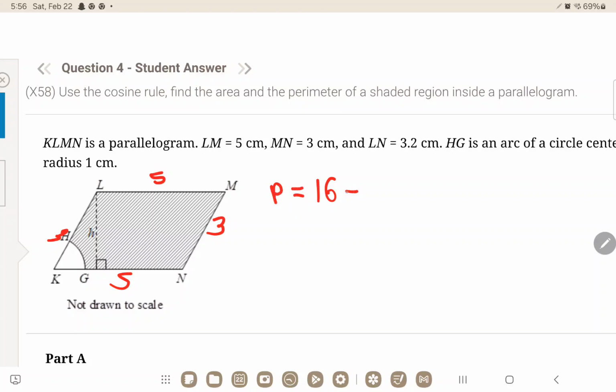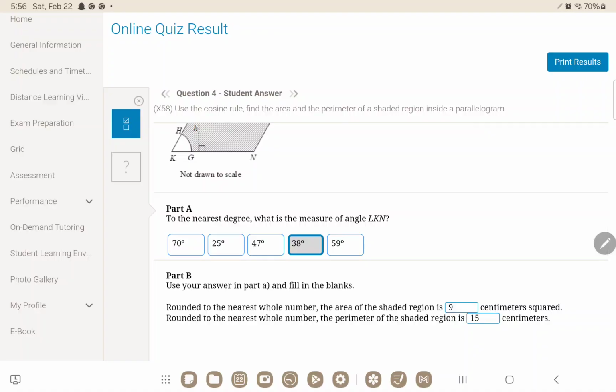To find the perimeter of this, you subtract from it 38 over 360 times 2 pi r. R is 1, I'm not gonna write it. So now 16 minus the same thing in your calculator, 38 over 360 times 2 times pi gives you 15.336, rounded to the nearest whole number is just 15. That's how you solve the first question.